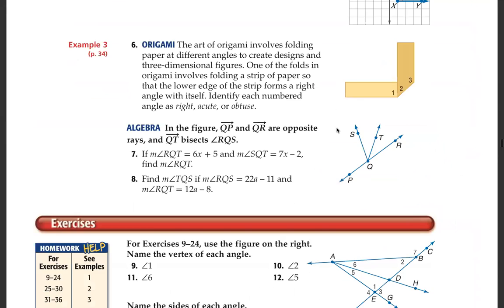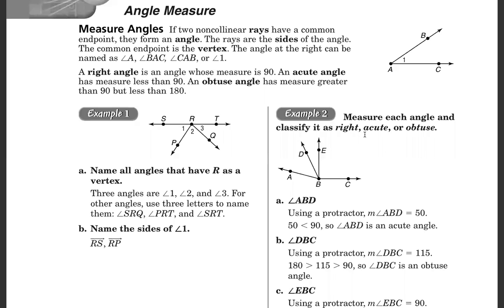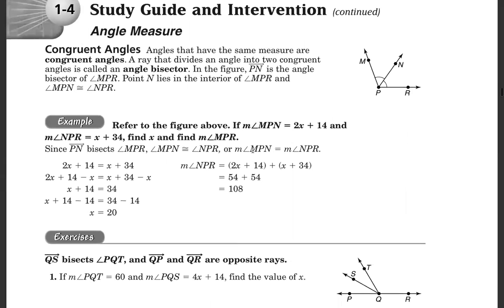Okay, so let me check another workbook. Here, an example where there's a solution. Refer to the figure above. If the measurement of angle MPN is equal to 2x plus 14 and the measurement of angle NPR is equal to x plus 34, find x and the measurement of angle MPR.